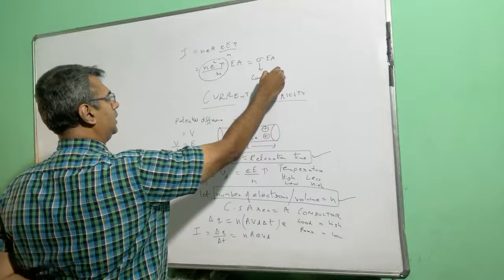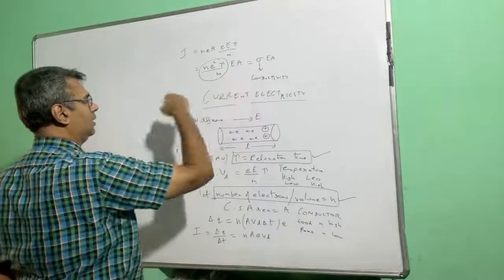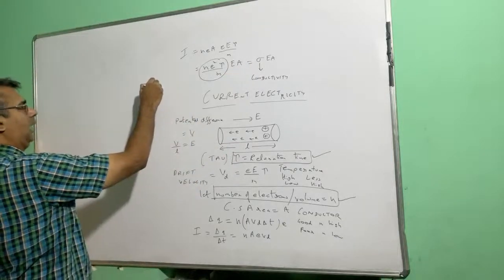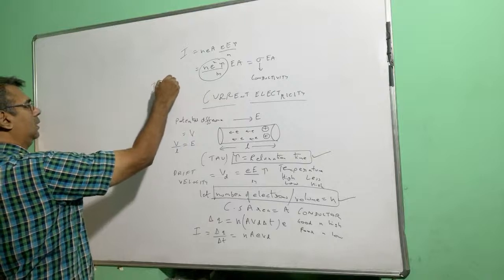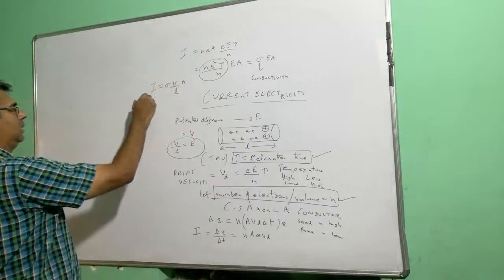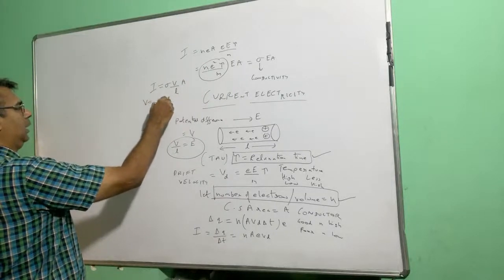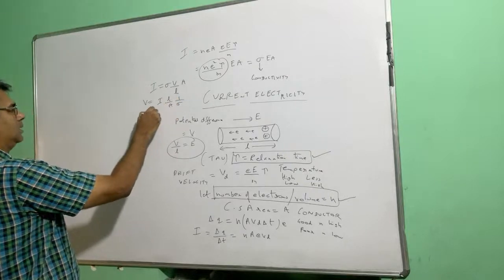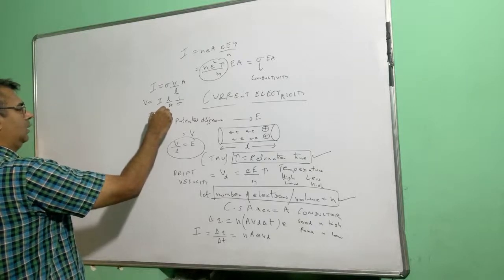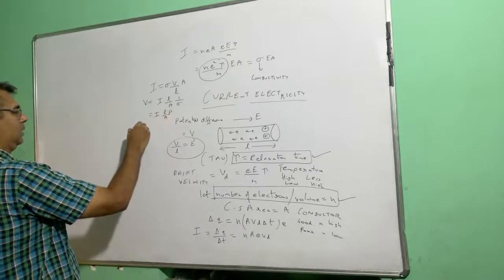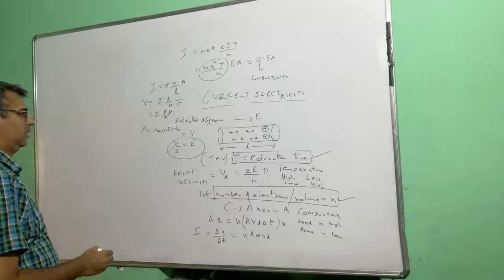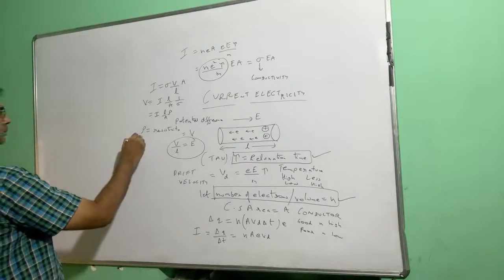This is the symbol of conductivity. This n e square tau by mass, this is called conductivity, and this is the symbol for conductivity. And you know that as I told you that the electric field is given by V by L. So ultimately V will be I into L by A into 1 by sigma, and 1 by sigma is called resistivity. This is the symbol for resistivity. So 1 by sigma is called resistivity.